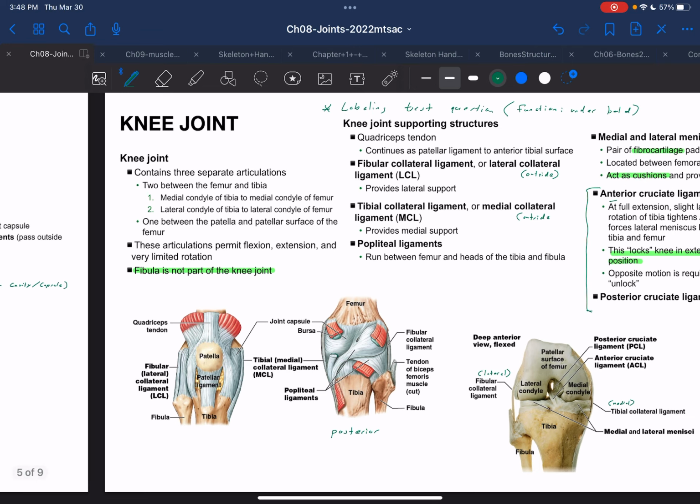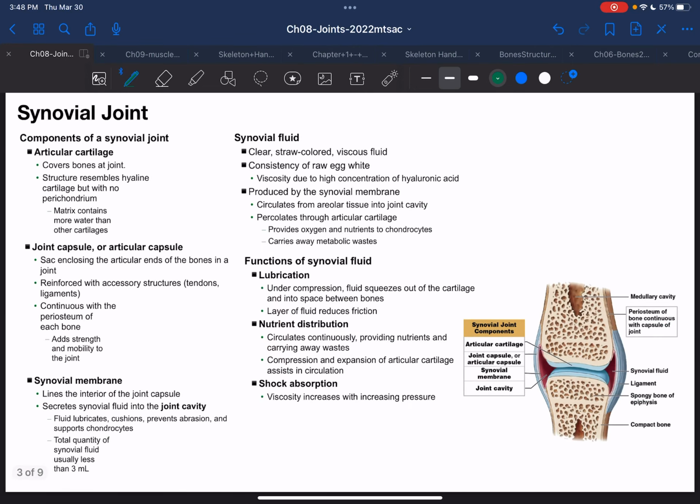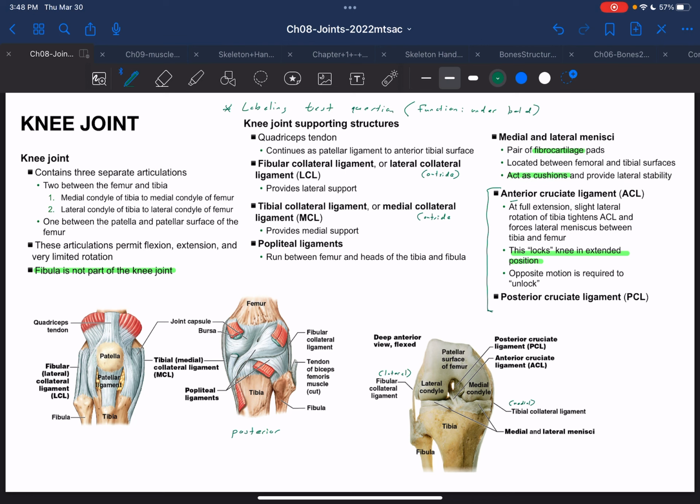And this is the only synovial joint we explore. I like to show you more in lab, just to show you the difference when we review synovial joints in lab a little bit, and to show you what you might encounter if some of you go into some sort of therapy.